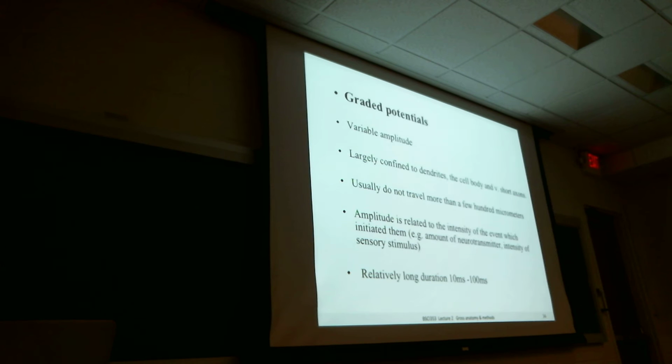A graded potential is an analog signal that varies in amplitude. It could be very small, very big, or any shade in between. Graded potentials are largely confined to the dendrites, the cell body, and sometimes very short axons. They tend to decay, so they're not as reliable as an action potential.